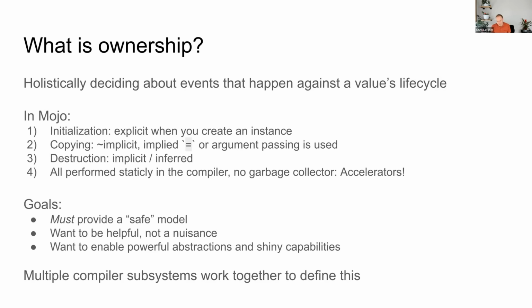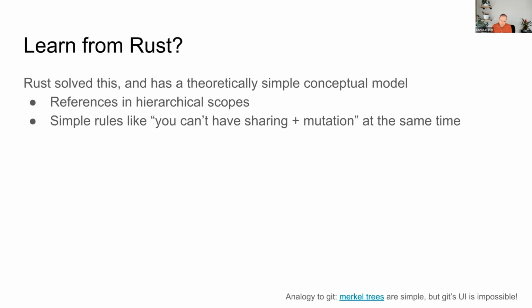But we also want this to be helpful. We want to be able to provide powerful features, particularly for library developers. What the outcome of all this is, we need two subsystems of the compiler that work together that then provide this. Of course, the first analogy tends to go to Rust. And lots of people love Rust. There's a reasonable question, which is, since Rust has solved this and it has a theoretically simple model, why not just do the Rust model?